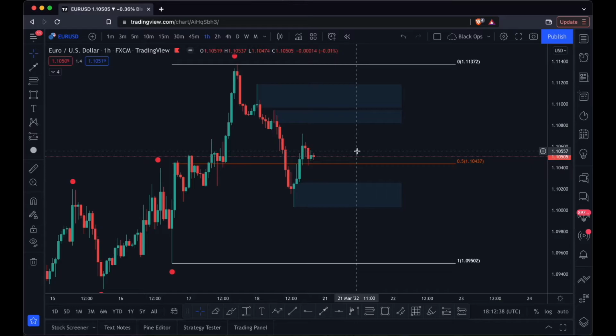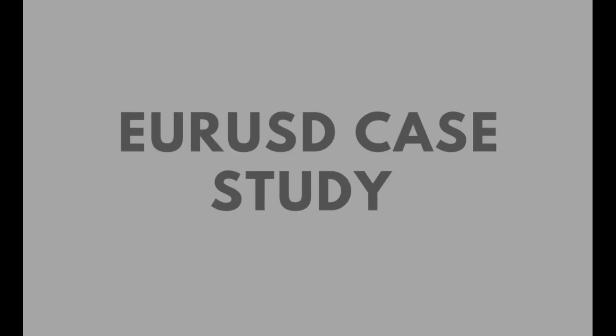So now that we have completed the weekly outlook, this allows us to move on to a case study of a trade I took last week. So this trade presented itself on the 18th of March.